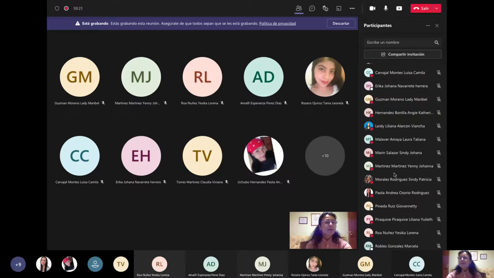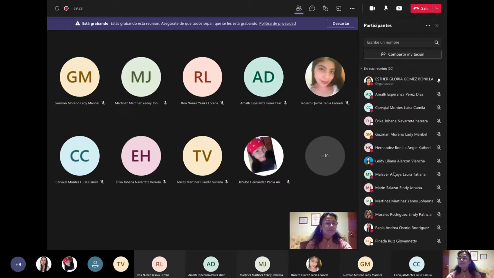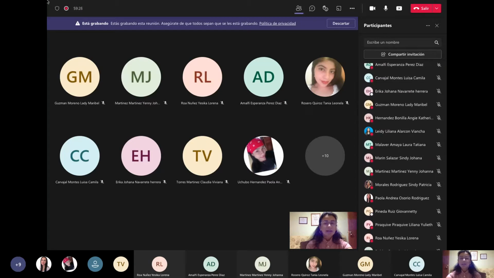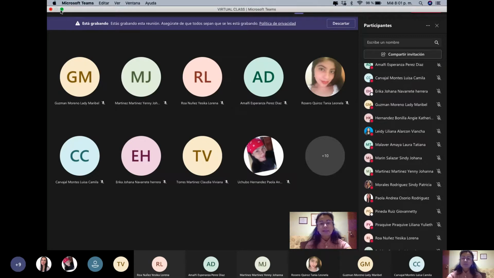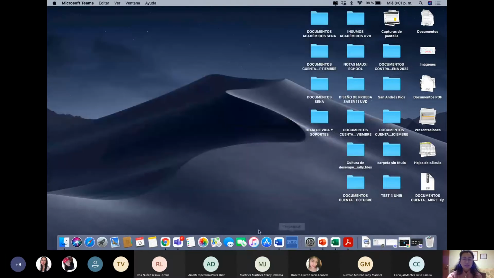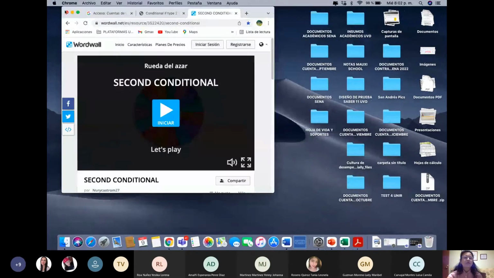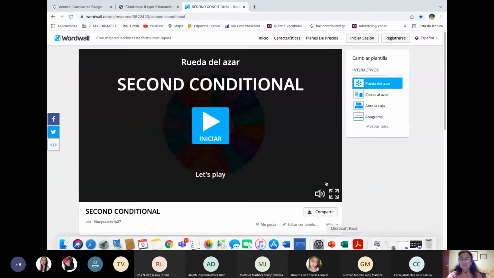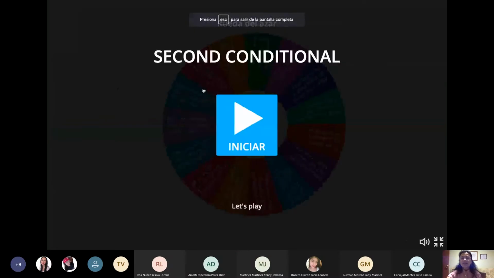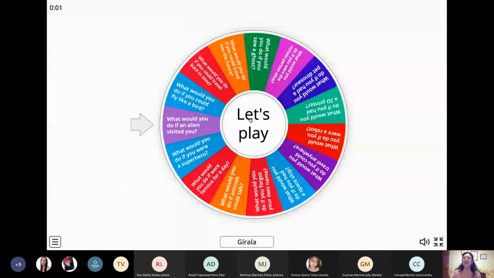Okay, so this is the other activity that we are going to do. That is the roulette. Vamos, van a observar que tenemos allá en la pantalla una ruleta. We have the roulette. And remember that we are going to complete second conditional sentences. There is a question you have to think about and answer the question. Imaginary situations. Todo esto es imaginario. Unreal situations. Okay?